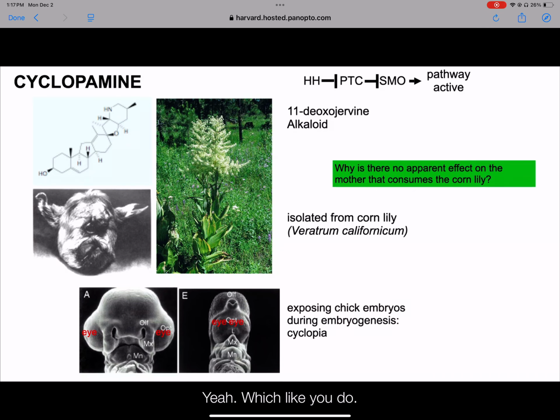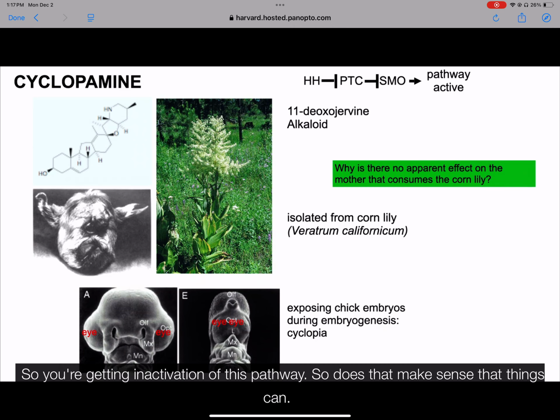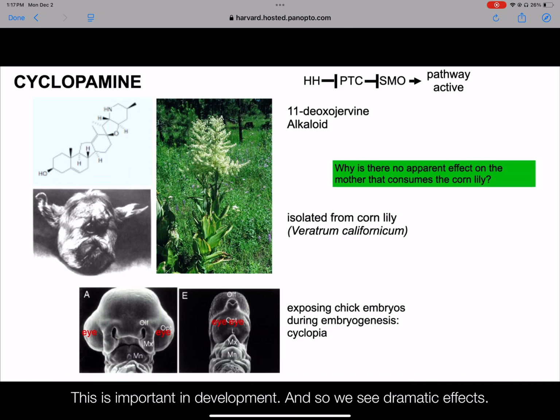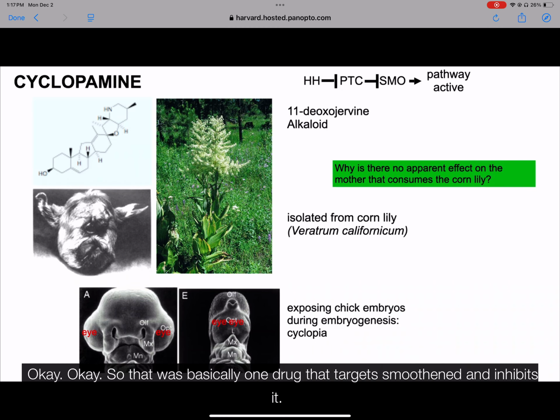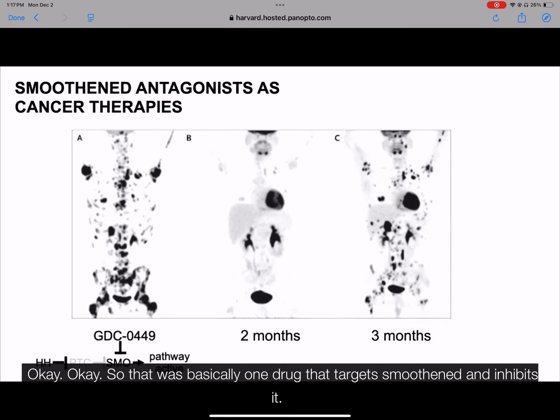Yeah. I'm sorry, cyclopamine, we said we're going to inhibit which part? Yeah, so it acts by inhibiting smoothened, okay? So you're getting inactivation of this pathway. So does that make sense? That this is important in development, and so we see dramatic effects if you inhibit the pathway in development, and then not so much once you reach kind of a full-grown state. Okay. So that was basically one drug that targets smoothened and inhibits it.